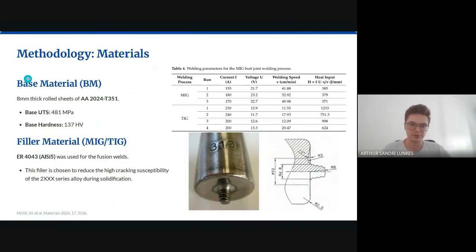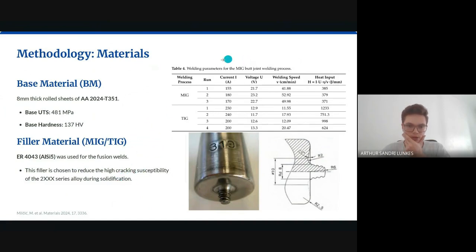For the methodology of materials, the authors searched for the basic data for these sheets. Here we have the ultimate tensile stress and the hardness for the aluminum sheets. These are 8 mm thick sheets used for this study. For the filler material for the MIG and TIG, they used this electrode here. This electrode is very useful because it avoids some cracks in the structure.